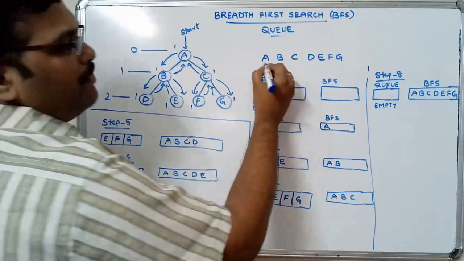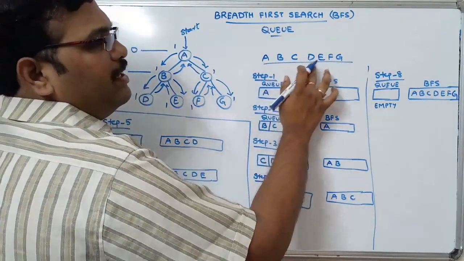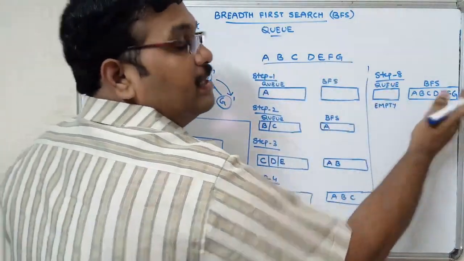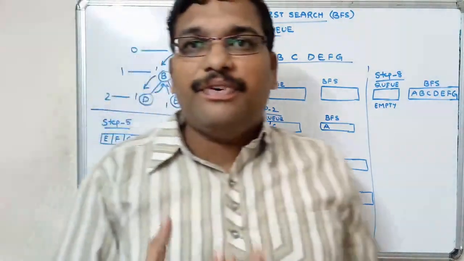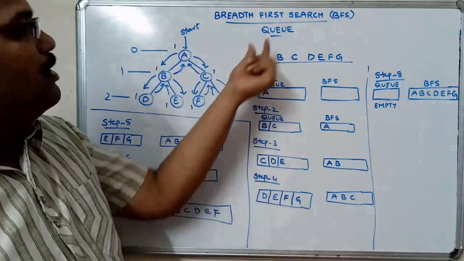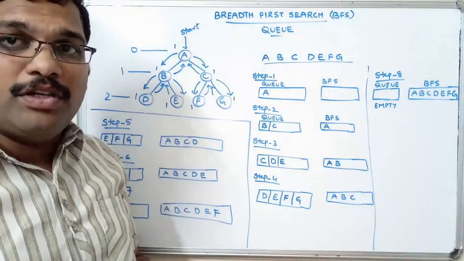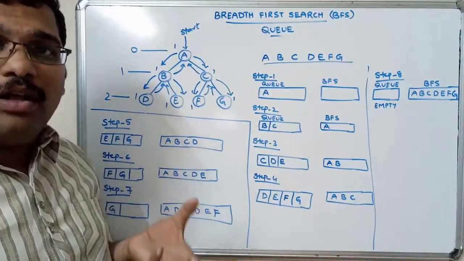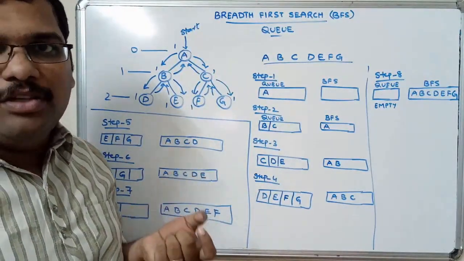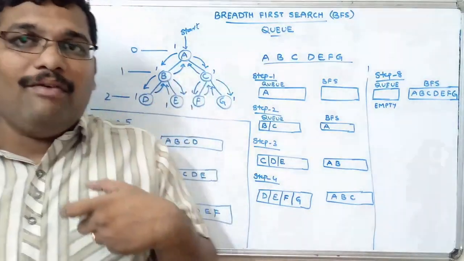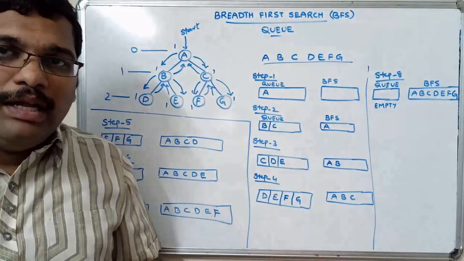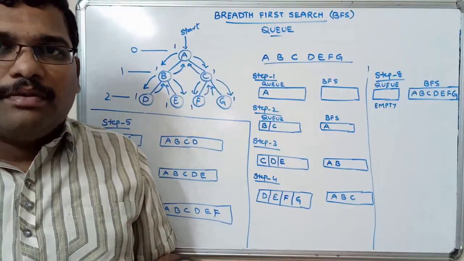So the same thing we got here, A, B, C, D, E, F, G. So this is how we can implement the BFS, breadth first search, using Q. So hope you understood. So here we are visiting all the nodes level by level. So we have to visit all the nodes in level 0, then only we have to go with level 1, then only we have to go to level 2, right?